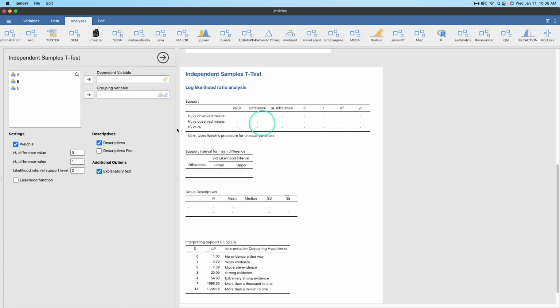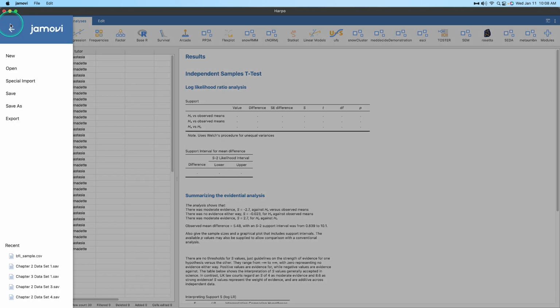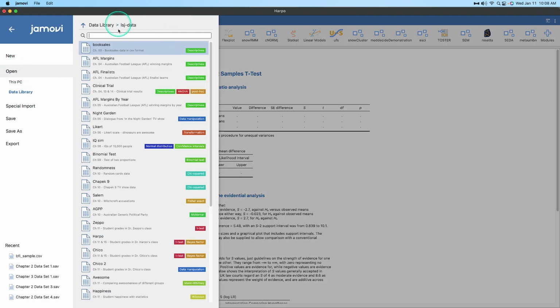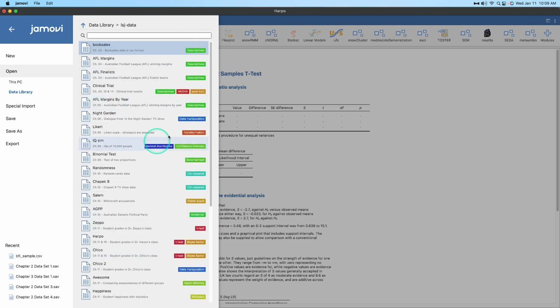So the idea here is that now we're going to open up some data and explore that in this window here. So I've opened up the Harpo data set. Just very briefly, for those of you who want to follow along, you go to the hamburger menu, you go to open, and I am using the LSJ data set, the Learning Statistics with Jamovi. This is a module that you can add that'll add just a folder to your Jamovi folder. And then you can open up these data sets here, and they are all color coded.